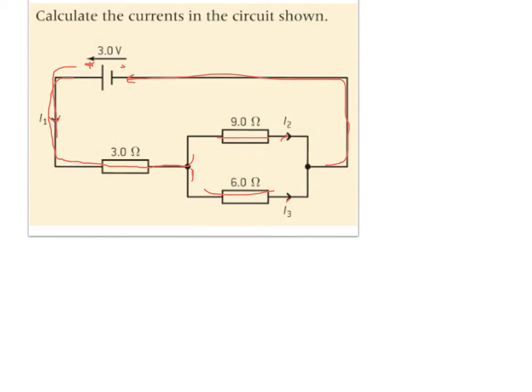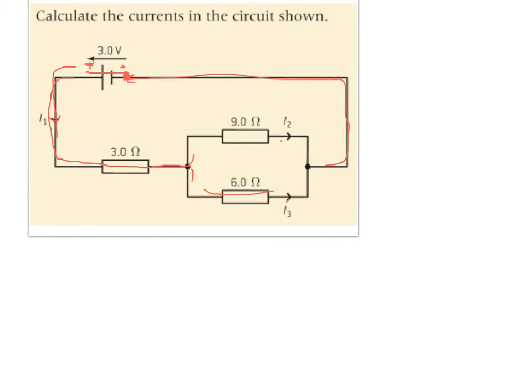Now for Kirchhoff's second law, I need to choose one loop. No splits, just a loop. So what I'm going to do is just follow the outside loop here. The outside loop is going to look like this. I'm going to start just on this side of the battery, right there, and I'm going to go through the battery.